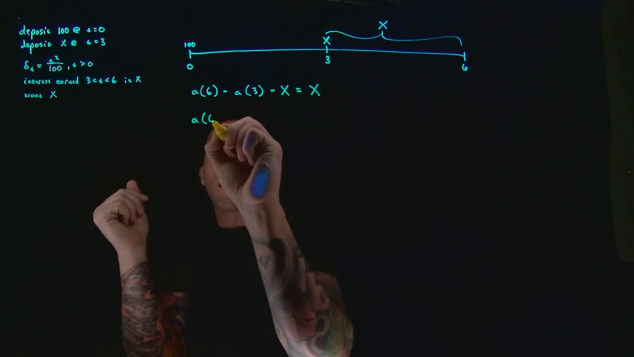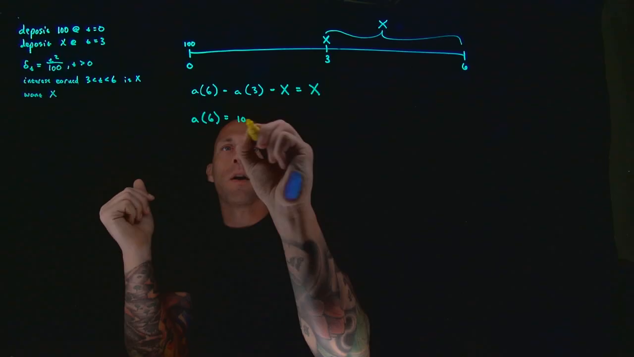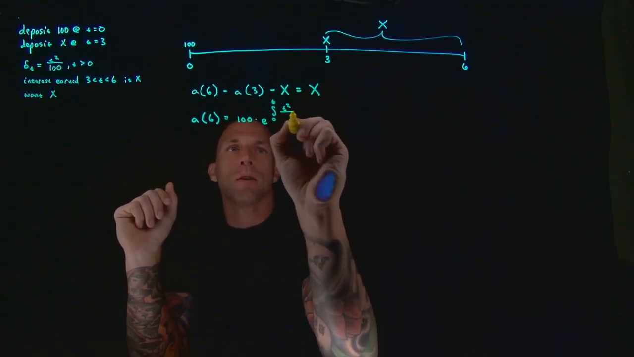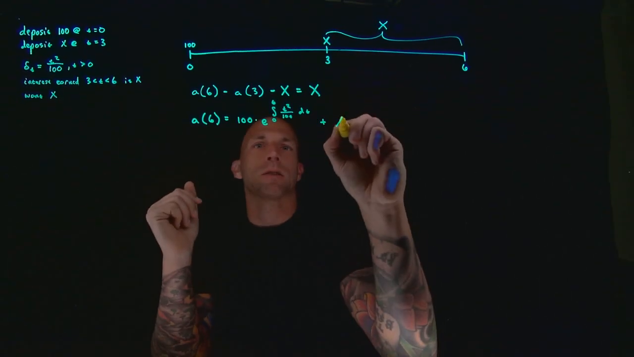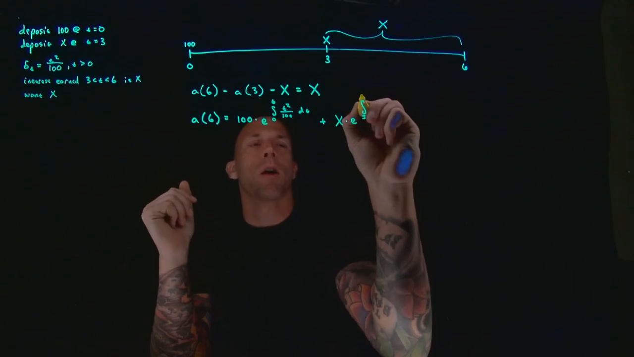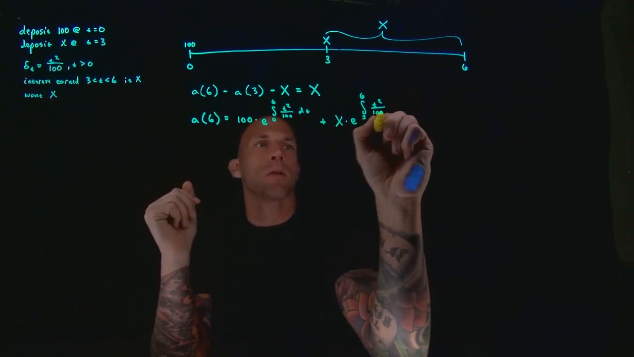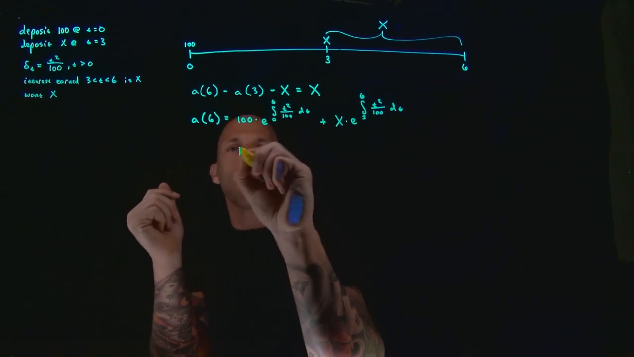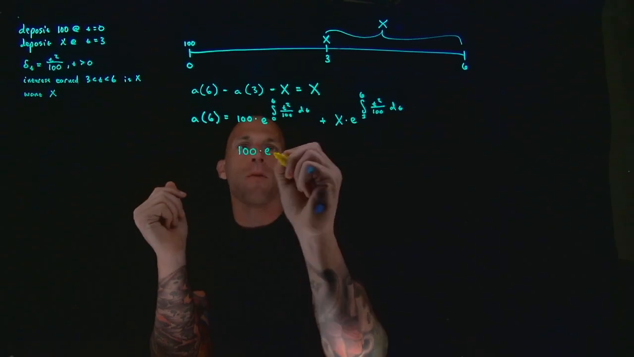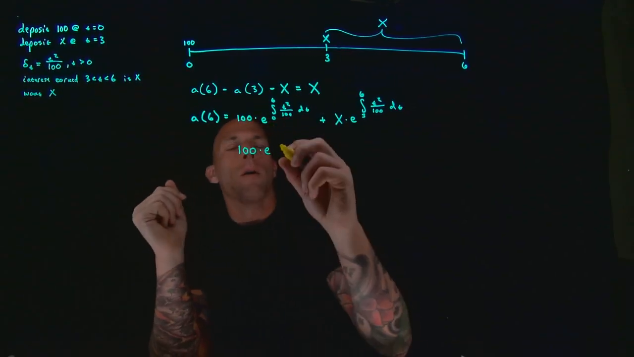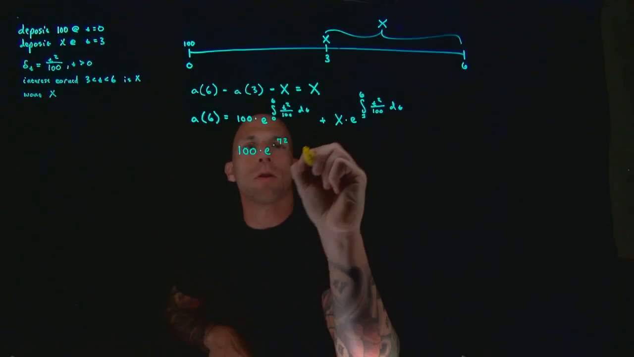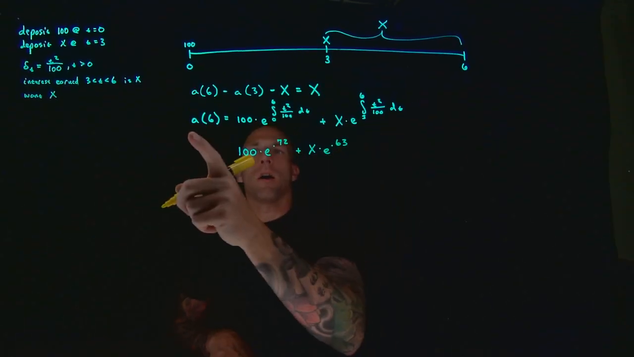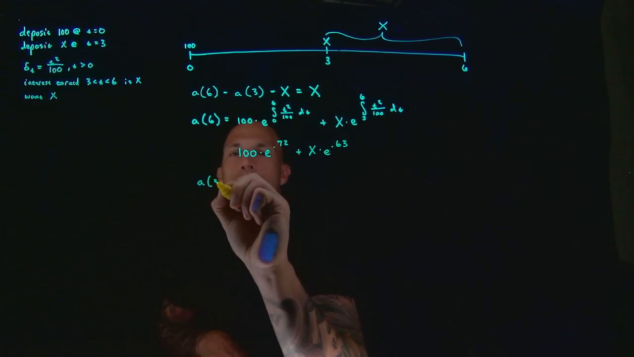Let's go ahead and get values for A of 6. That is $100, or 100 whatevers, accumulating at a force of interest from 0 to 6, plus x dollars, accumulating at a force of interest from 3 to 6. I'm going to assume that you can resolve this integral yourself. If you can't, while there is minimal calculus on Exam FM, this sort of basic power rule stuff is something you've got to know. So we end up with e to the 0.72 plus x times e to the 0.63.